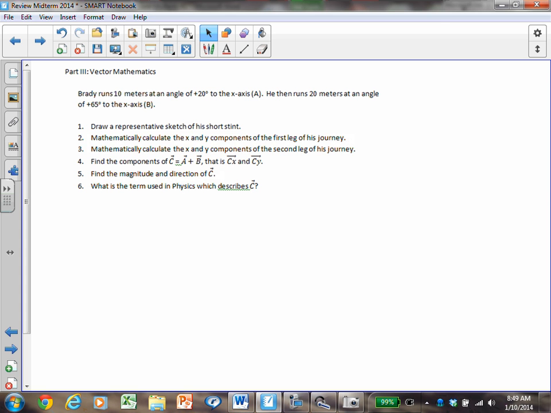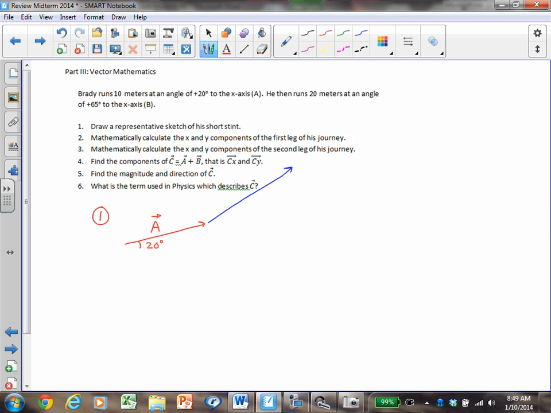So A looks like that, 20 degrees, and then 20 meters was B. That was 65 degrees, right? Like so. And A was equal to 10 meters, and B was equal to 20 meters.